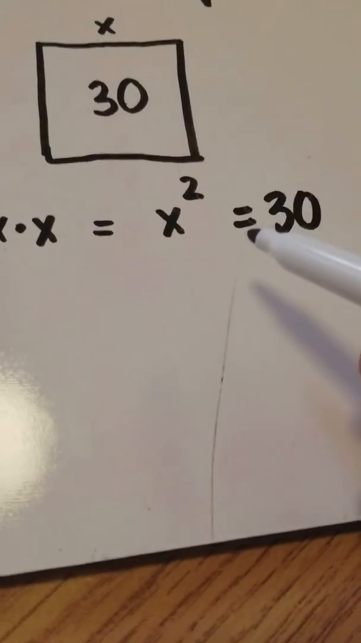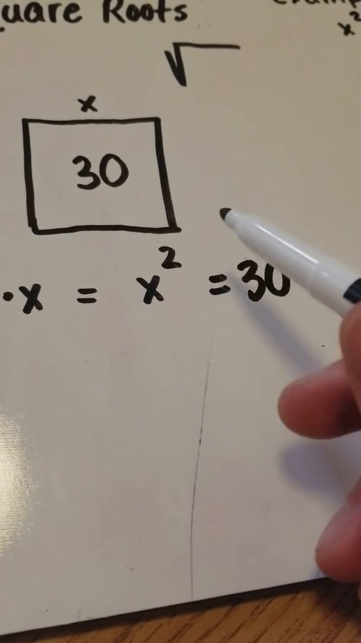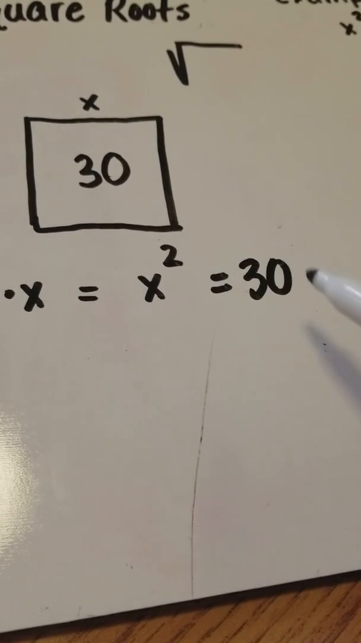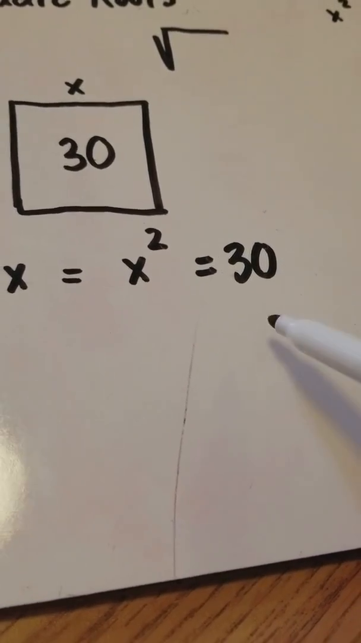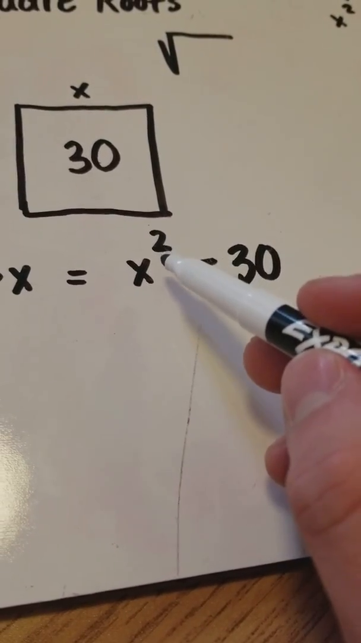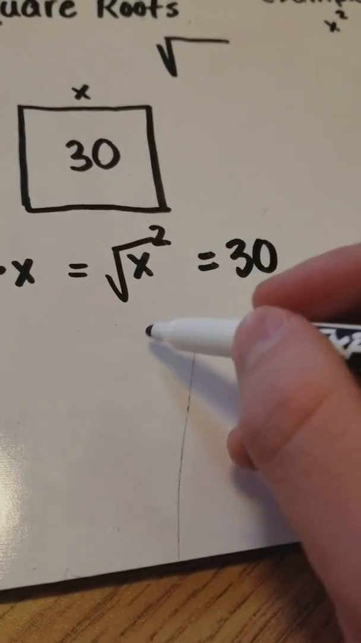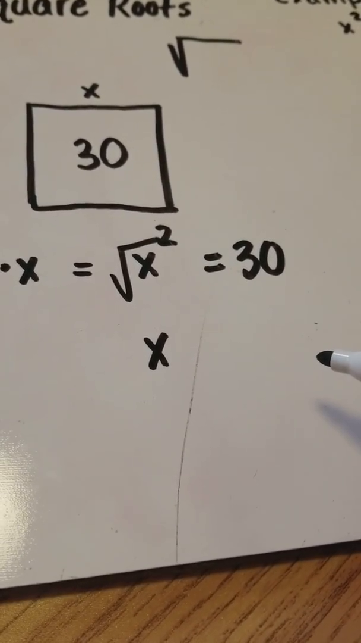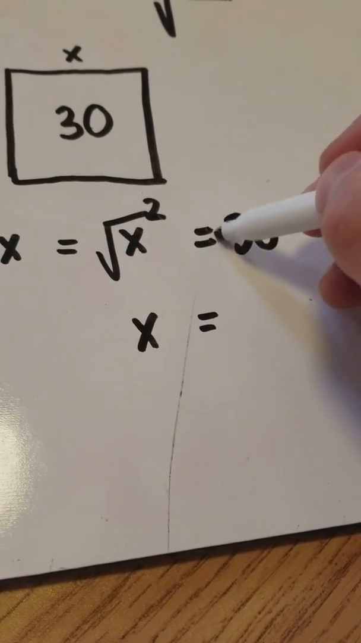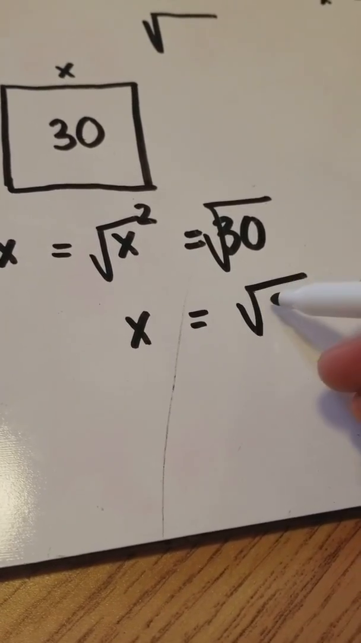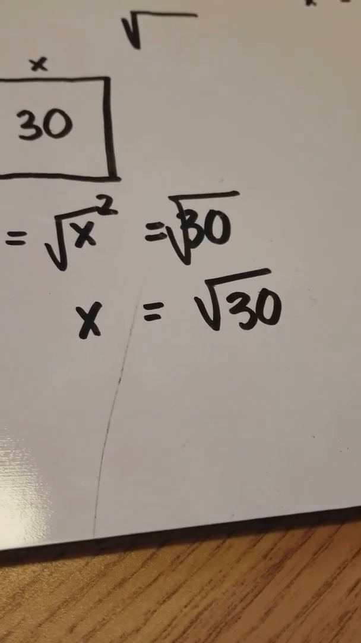Well, to get rid of an exponent of 2, a power of 2, we can take the square root of each side. Remember, when solving equations, we can do the same thing to both sides to simplify it. Well, if I'm trying to get x by itself, I'm going to take the square root of x squared, which is just x. And I'm also going to take the square root of 30. So I'll get x equals the square root of 30.